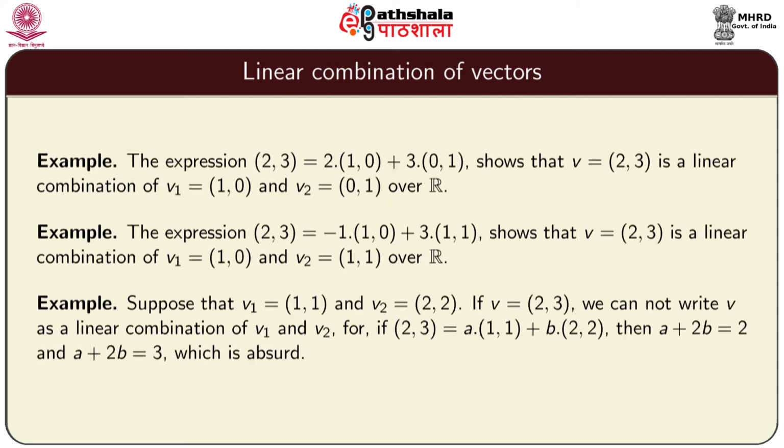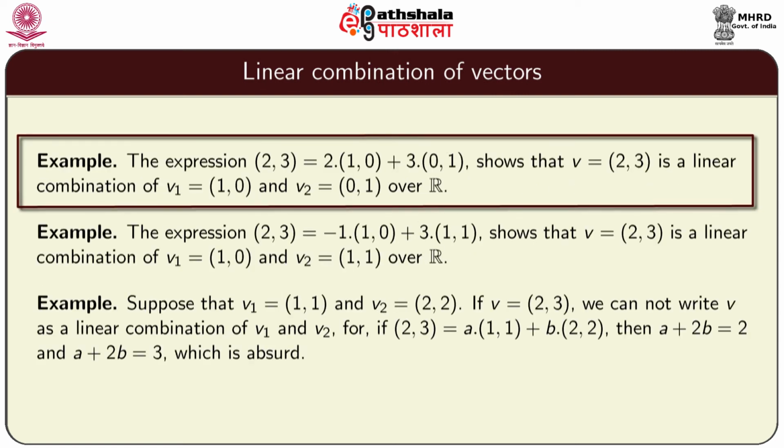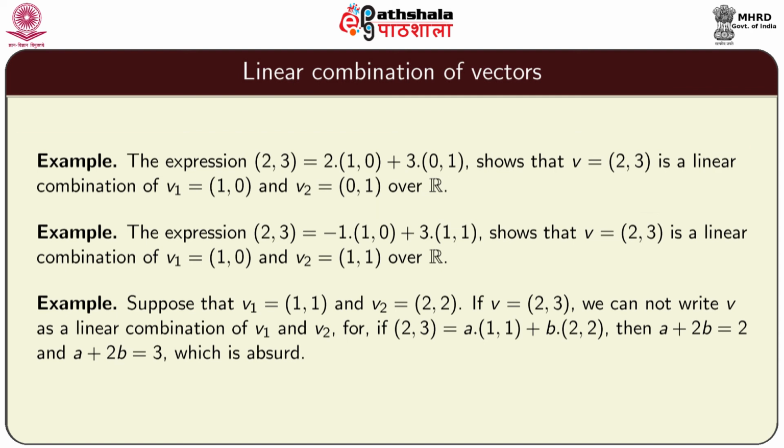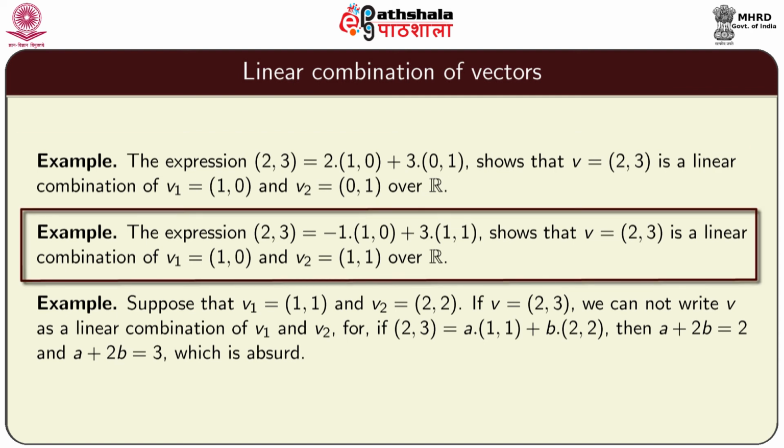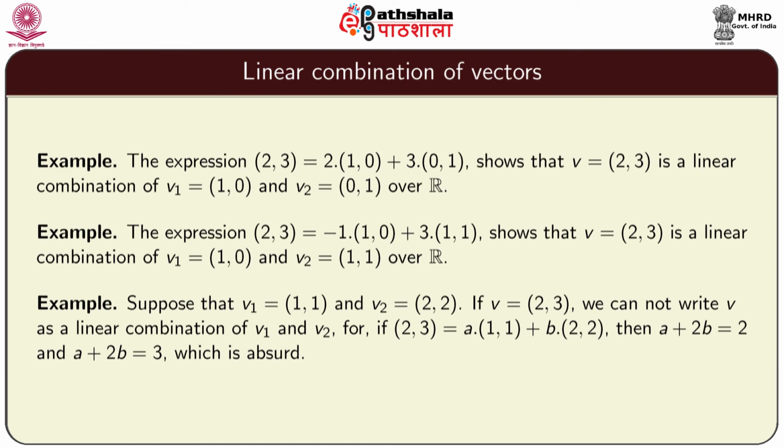Let us see some simple examples of linear combination. If V is the vector space R2 over the field of real numbers, then the vector 2, 3 can be written as a linear combination of 1, 0 and 0, 1. And in the next example, we see that the same vector 2, 3 can also be written as a linear combination of 1, 0 and 1, 1. The scalars change accordingly.